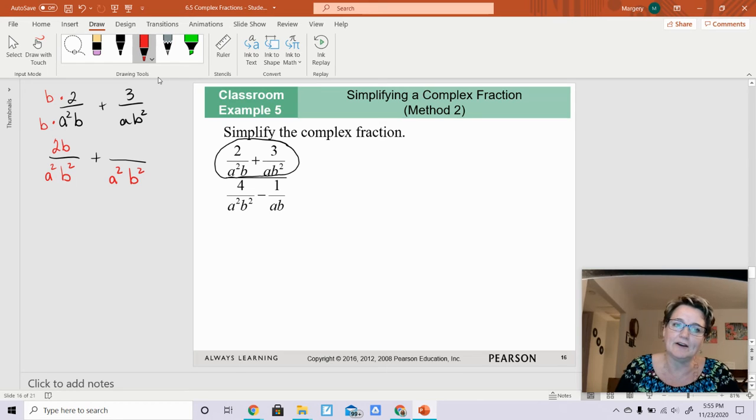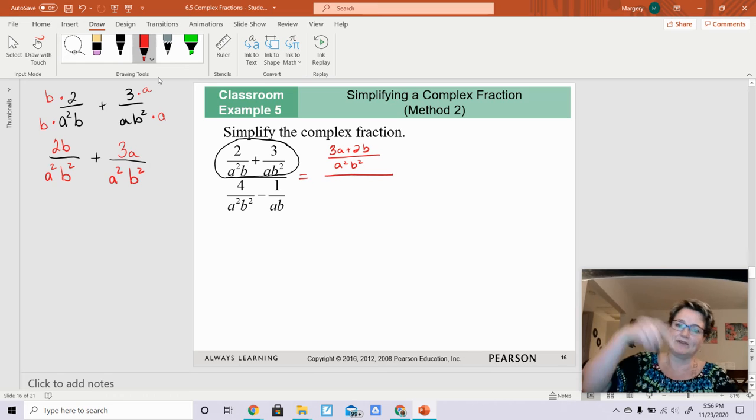Now, same thing here. You want to make this look like this down here. The only thing missing is an a, because a times a is a squared. Whatever you do to the bottom, you got to do to the top. That gives you 3a. So I can tell you right now that the numerator up here will be 3a plus 2b all over a squared, b squared.